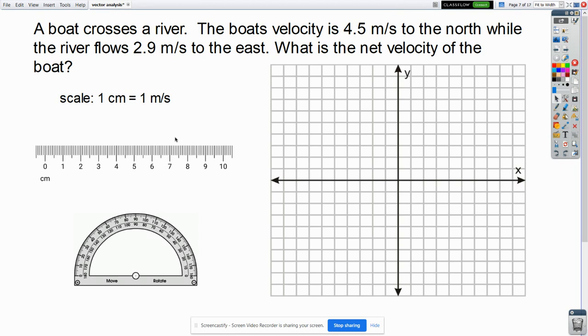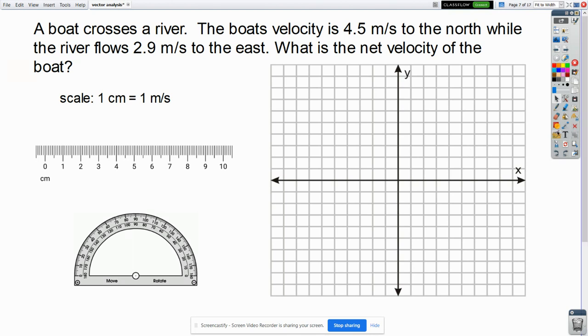I don't want to do 1 centimeter equals 5 meters per second because all of my lines would be tiny little things down here, and I wouldn't get a very good drawing. I do want to try to fill in my coordinate plane as much as possible. I want to make as big a drawing as I can because the bigger the drawing I make, the more accurate my results are going to be. I just want to confine it though. I want to keep it inside this coordinate plane.